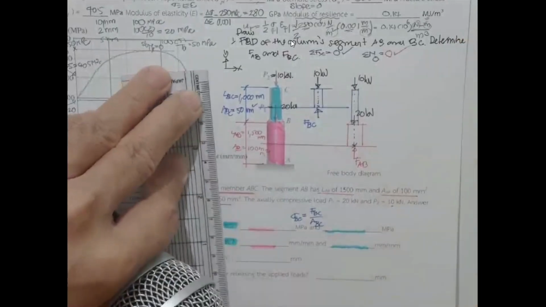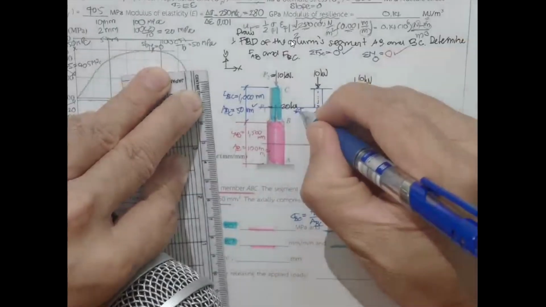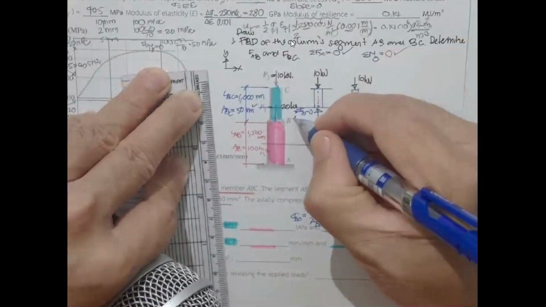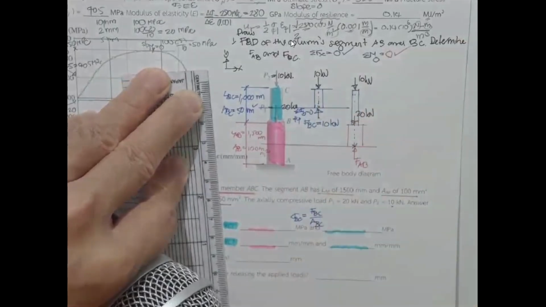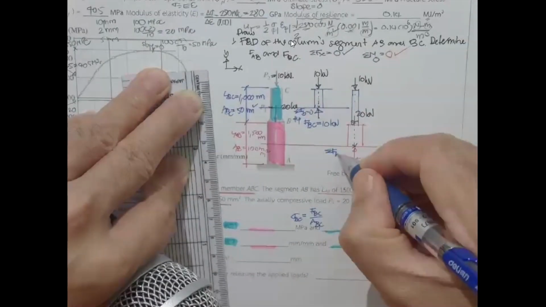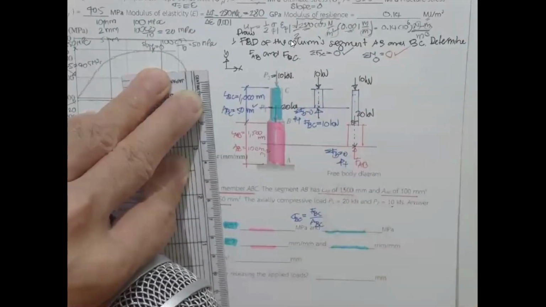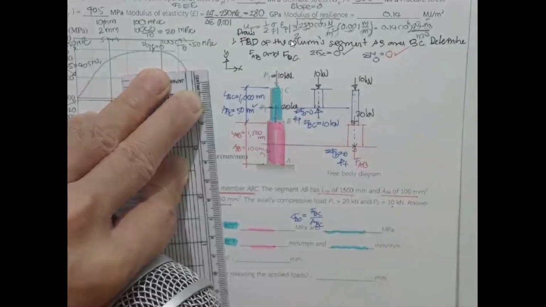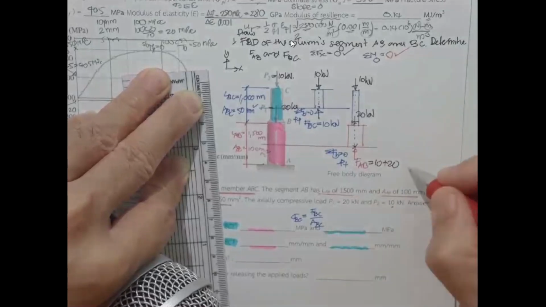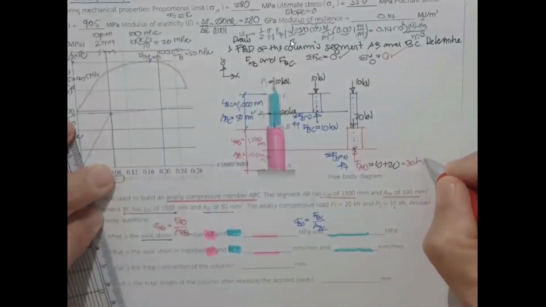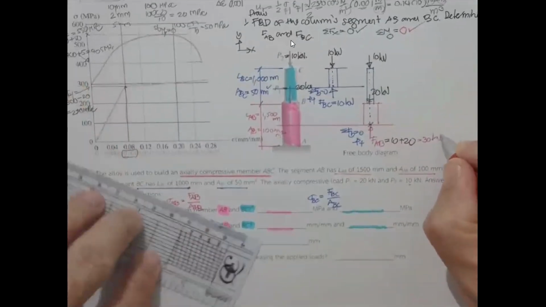Then if you use summation of F sub y equal to 0, upward positive, this one will be 10 kilonewton. And for this one, if you use summation of F sub y equal to 0, upward positive, F sub AB will equal 10 plus 20, and that is going to be 30 kilonewton. So based upon this, we come to our axial stress.